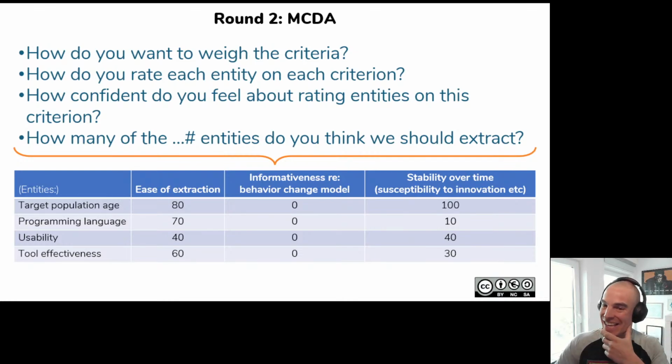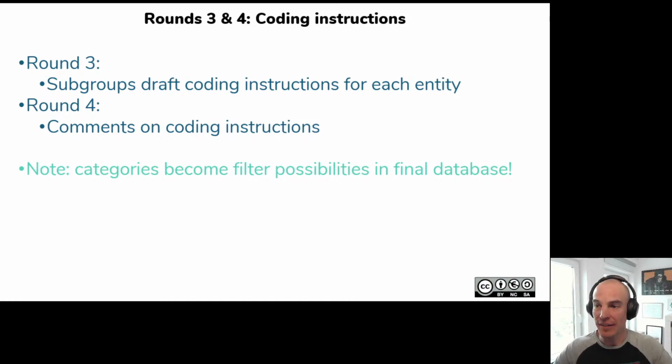Okay. Yeah, so that's basically the idea of round 2. And then after round 2, we know what we actually want to extract. And then we'll start developing the coding instructions. And developing the coding instructions we'll do in little subgroups, because that will probably have at least dozens of entities. So it's not doable to do that with everybody at the same time.